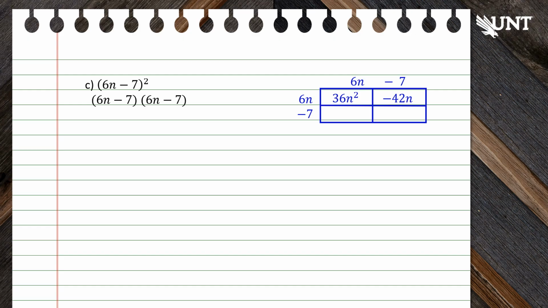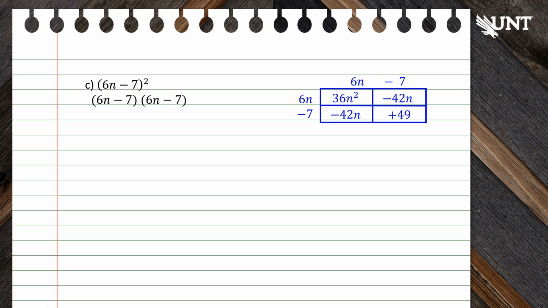Now we turn our attention to the second row. On the left, it has that negative 7. Now, the first column is made up of 6n, so the area of negative 7 times 6n gives us negative 42n. Continuing the second row, the lower right section, we have the dimensions of negative 7 by negative 7. Now negative 7 times negative 7 gives us a result of a positive 49.